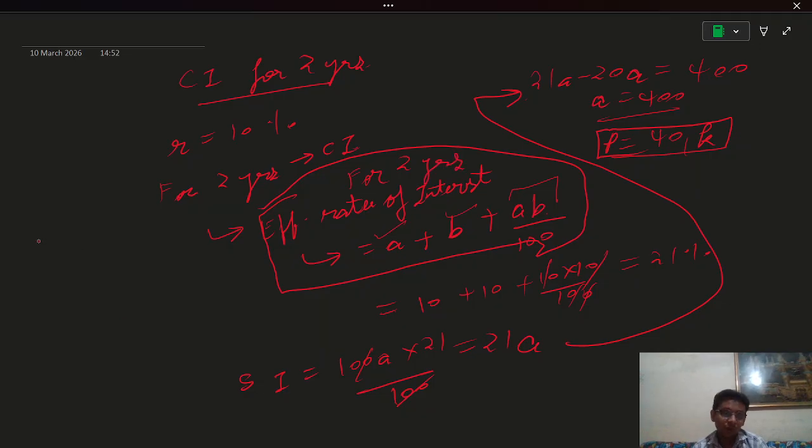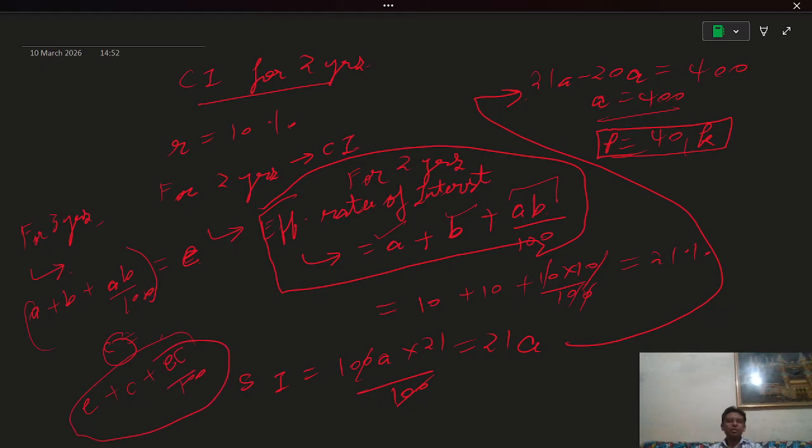Now let's say for 3 years, what will be the effective rate of interest? Effective rate of interest will be first year plus second year plus AB by 100. This is for 2 years. Now name it as E, and interest for third year, let's say, is C. So it will become E plus C plus EC by 100, depending upon the situation.